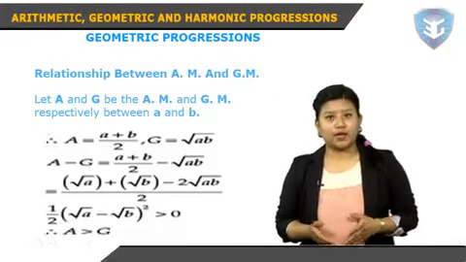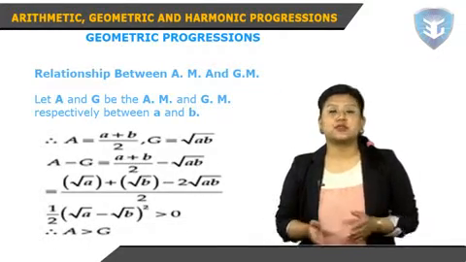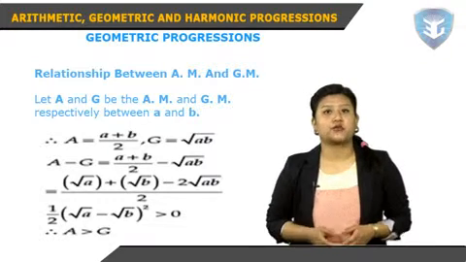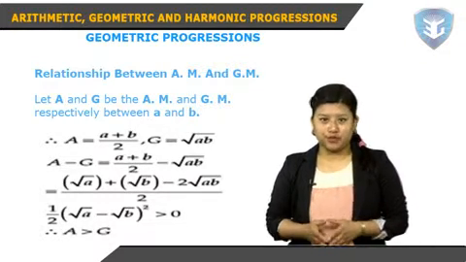Relationship between AM and GM. Let a and b be the two numbers. Let A and G be the AM and GM, respectively, between a and b.